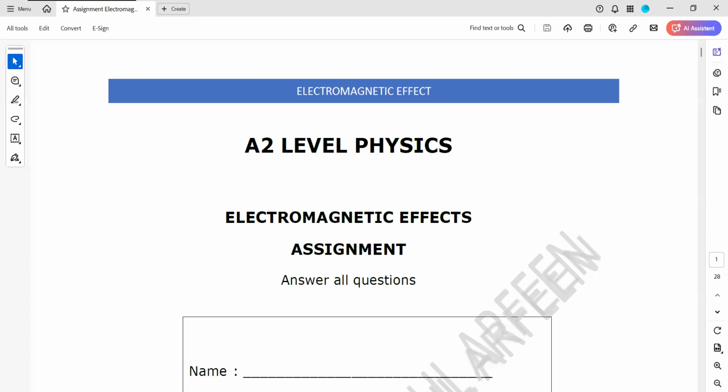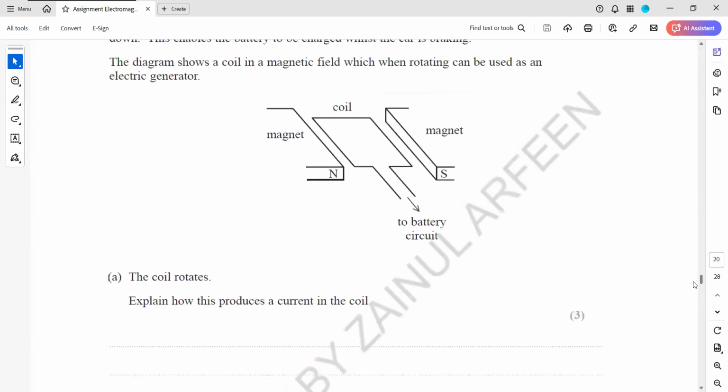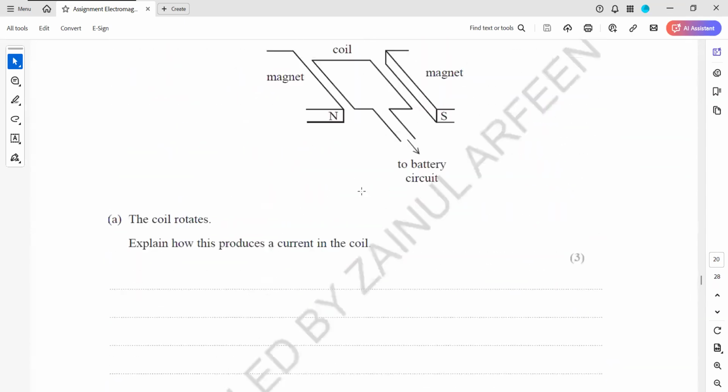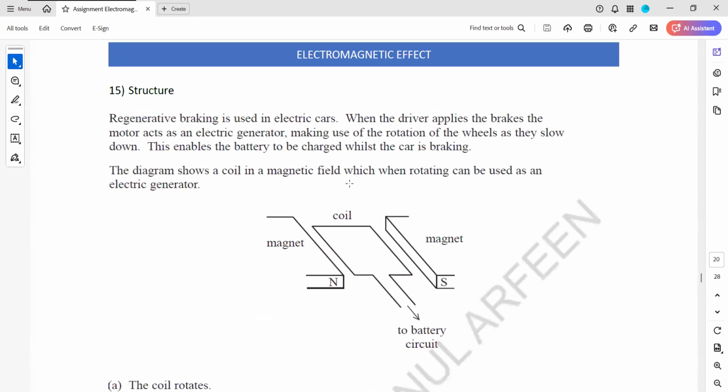Exercise related to electromagnetic induction. We'll do question 14 now, question 15 now. In question 15, regenerative braking is used in electric cars. So what happened, it used the same concept of the back EMF.